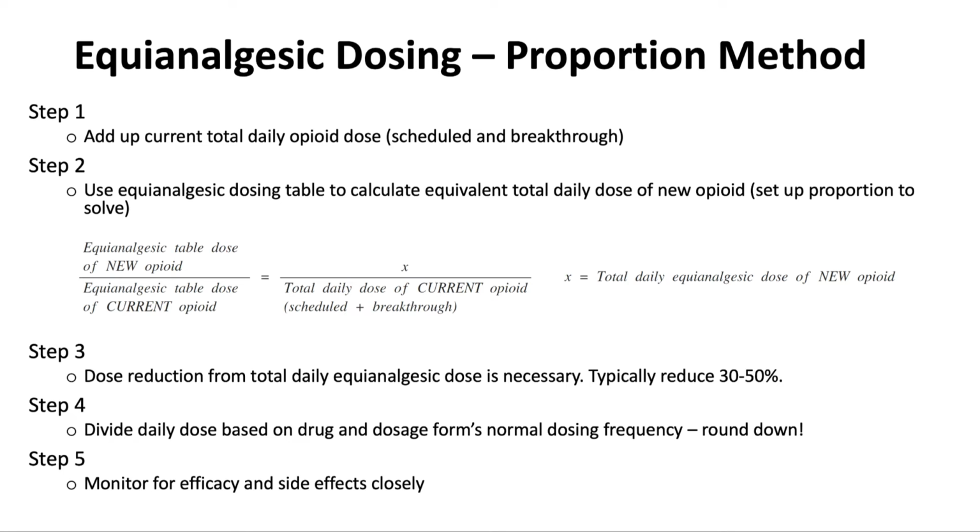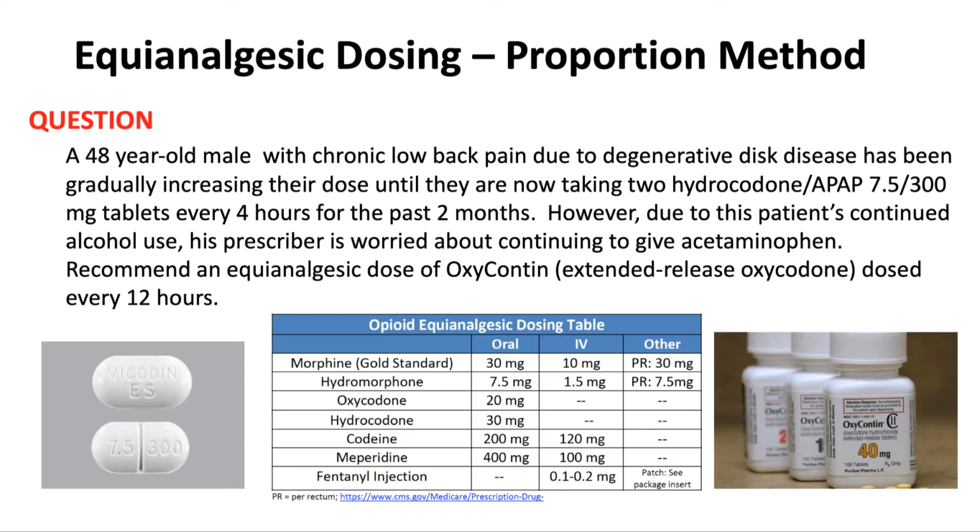All right, so let's apply all that. Let's go ahead and do it to a specific example. So the question reads, a 48-year-old male with chronic low back pain due to degenerative disc disease has been gradually increasing their dose until they are now taking 2 hydrocodone with acetaminophen 7.5/300 milligram tablets, and they're taking those 2 tablets at a time every 4 hours, and have been doing so for the past 2 months.